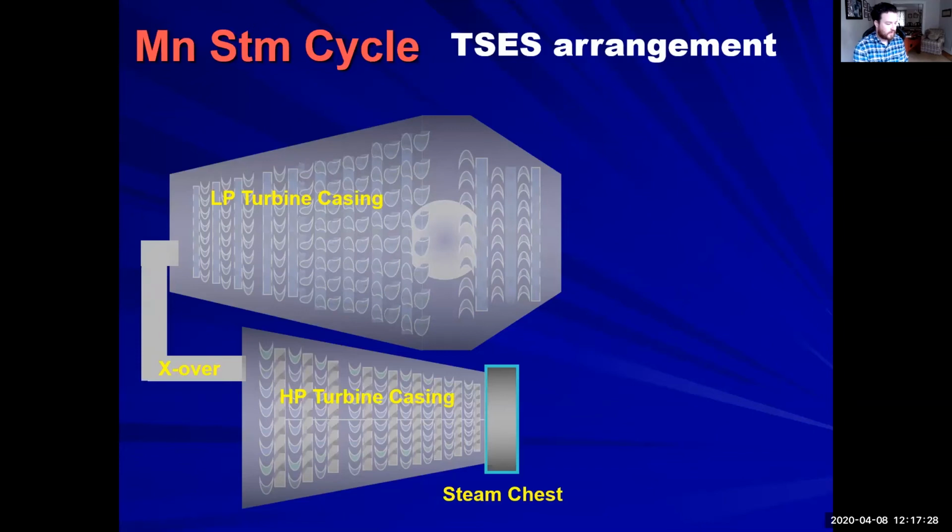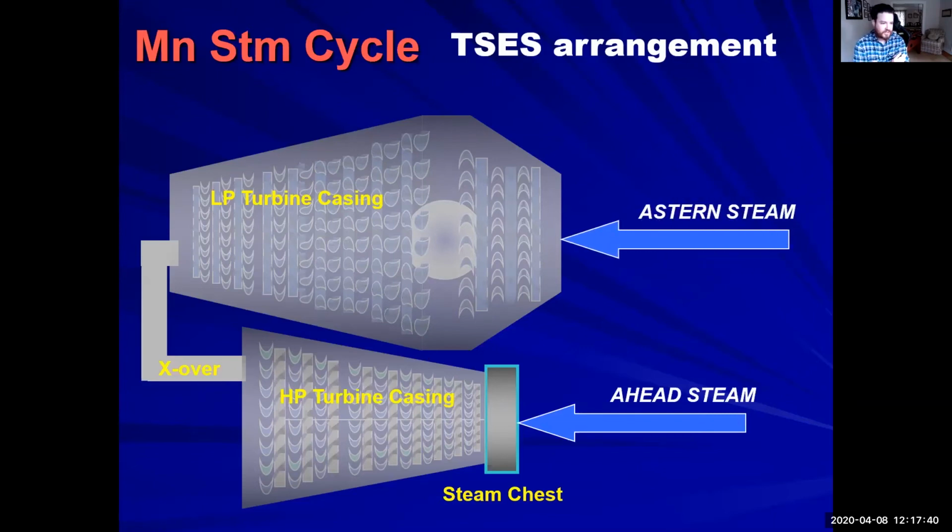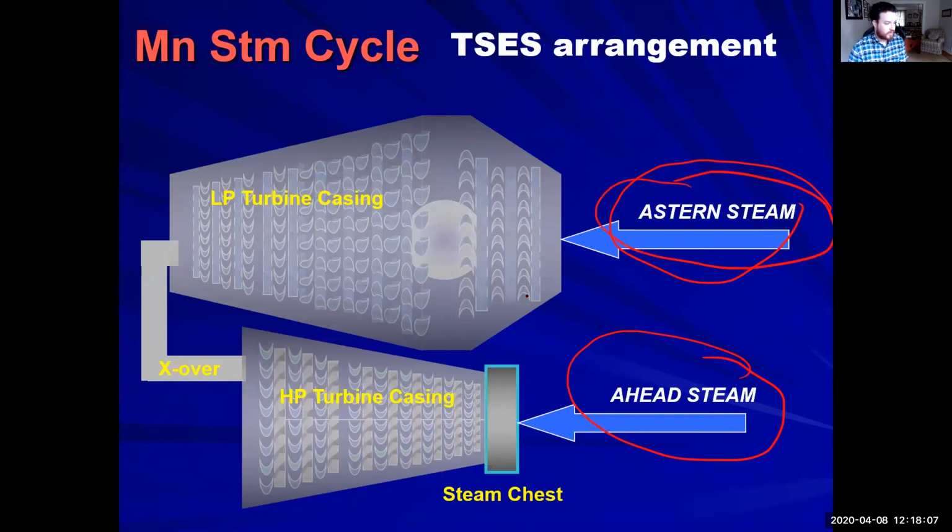So we have our crossover. We have our head steam. It enters only through the high pressure side. And we have our astern steam, and that enters only through the low pressure side. I cannot stress this enough: the astern only goes through the low pressure and the head only enters through the high pressure, but it does go through the low pressure turbine. The astern only goes through the low pressure turbine and enters only through the low pressure turbine.